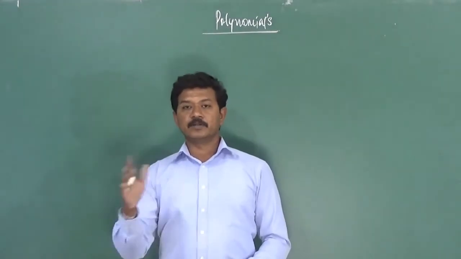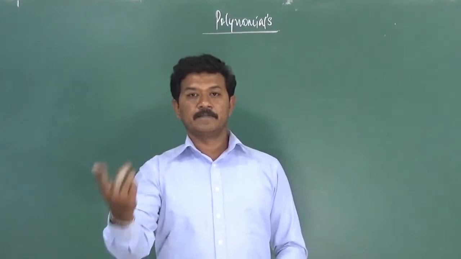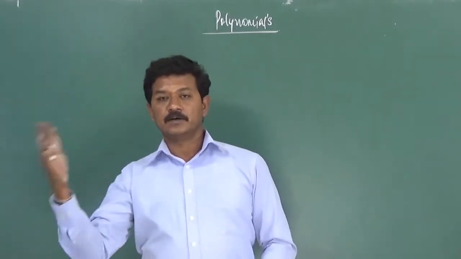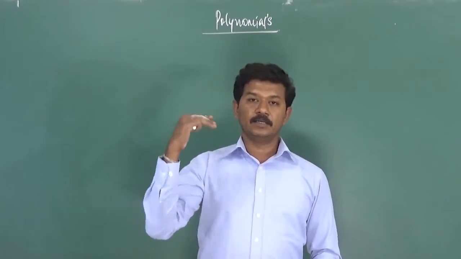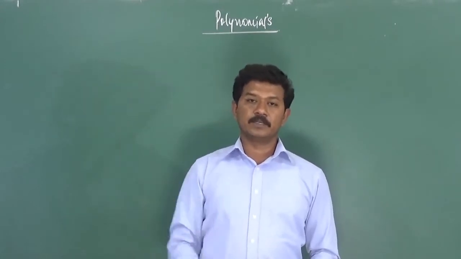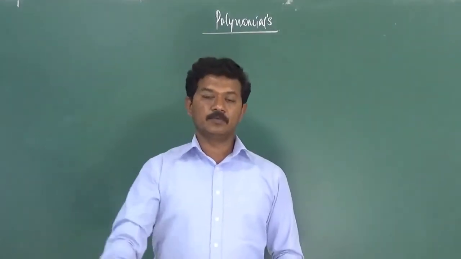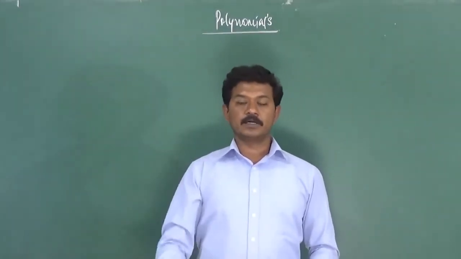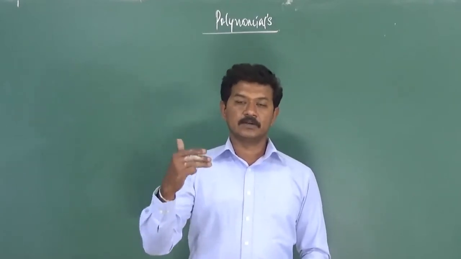In the degree of the polynomial, if the variable x has degree 1, then it is called a polynomial of degree 1. If the variable has degree 2, that is, 2 as the power of the variable, then it is called a quadratic polynomial. Then we came to the cubic polynomial, then the biquadratic polynomial. So yesterday's class we discussed all these things.